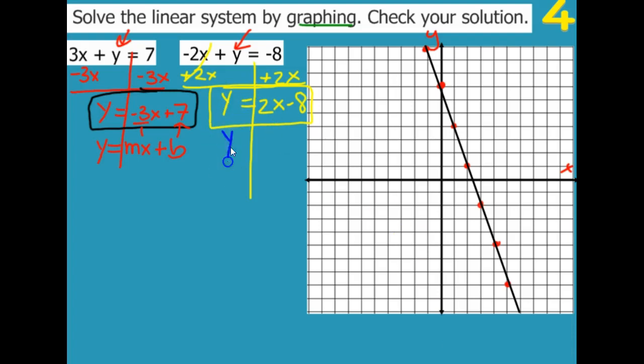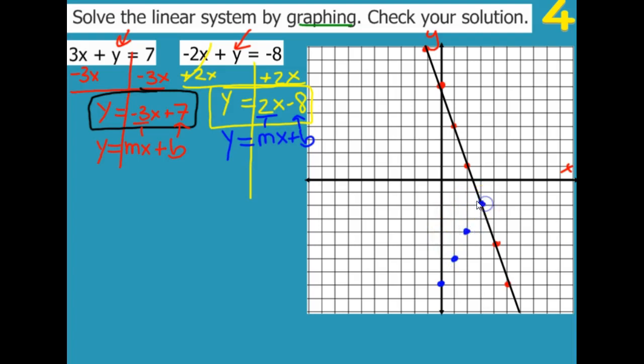Now that we have that graphed, we're going to graph our second line. It's also in the form y equals mx plus b. So we're going to begin not at 8, but at negative 8. So down 1, 2, 3, 4, 5, 6, 7, 8. And our slope is 2, or rise over run 2 over 1. Rise 2, 1 to the right, up 2, 1 to the right.